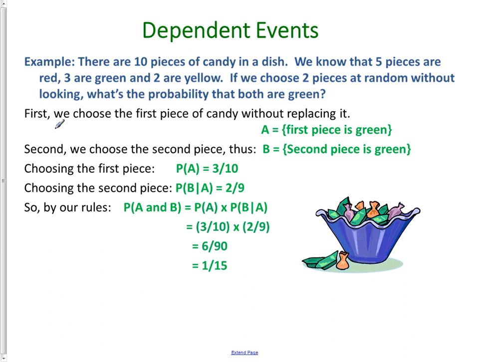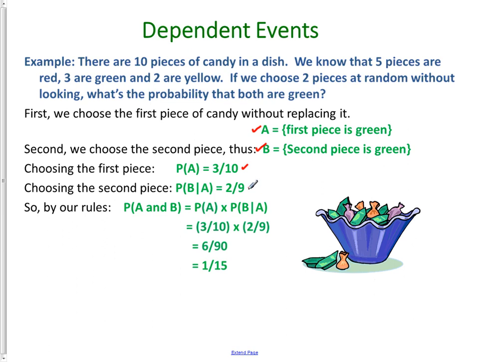Well, first we're going to choose a piece of candy without replacing it. This will be green. Then if we choose our second piece of candy, we want to see what it would be like if that piece was also green. Well, in the first place, our choice is going to be 3 out of 10 for having green pieces of candy. So there's a 3 out of 10 chance you pick a green one at random. How about the second piece? Well, remember, we've just pulled a piece of candy from the dish without replacing it, so there's 9 left. And 2 of those would have to be green for this to be true. So the probability of B given A would be 2 out of 9.